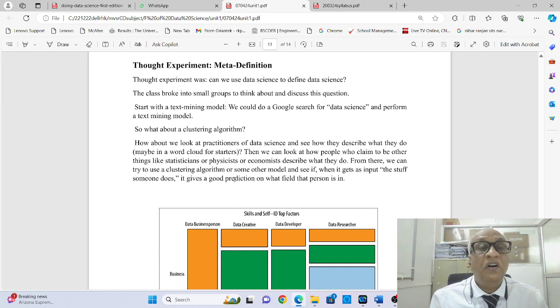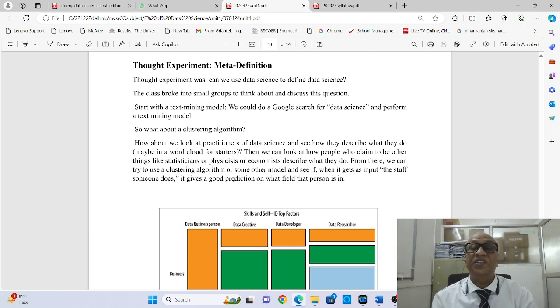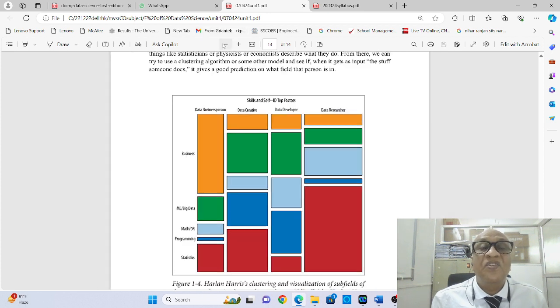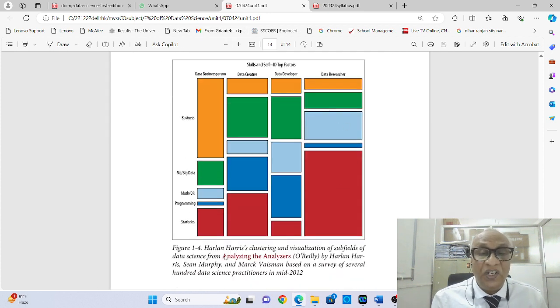Now, for this, the thought experiment suggested was that in a data science team there can be a statistician, a sociologist, a physicist, a coder, a visualization expert. So from each person's point of view, what can be a data science skill set, and that way you can cluster and group, and this kind of visualization may pop up. Actually, this was an experiment created by Harlan Harris, by clustering and visualization of subfields of data science.